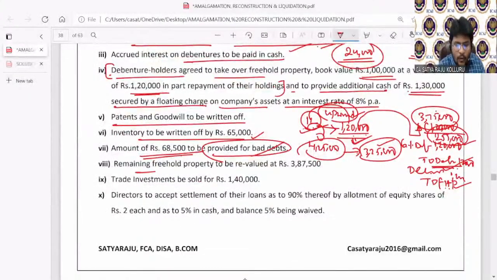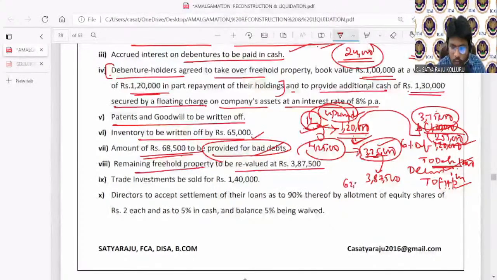Next, remaining freehold property. Where is the remaining freehold property? Here it is, 3,25,000 to be revalued at 3,87,500. So 3,25,000 revalued at 3,87,500 means you are still getting a profit. How much? 3,87,500 minus 3,25,000. Now you are getting a profit of 62,500. Now, at the time of upward revaluation of the remaining freehold property, the entry is freehold property account to reconstruction account, 62,500. Do you know what is the total profit you are getting due to revaluation of the entire freehold property? Earlier, you got 20,000 from 1 lakh to 1,20,000. Earlier, you got 20,000 profit. Right now, you are getting 62,500 profit. So in total, you are getting 82,500 profit due to upward revaluation of the entire freehold property.